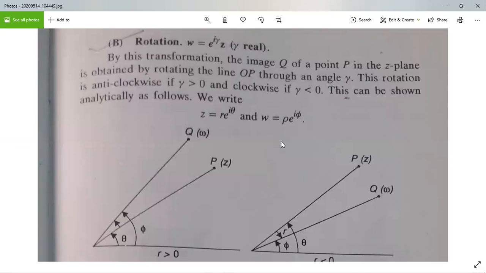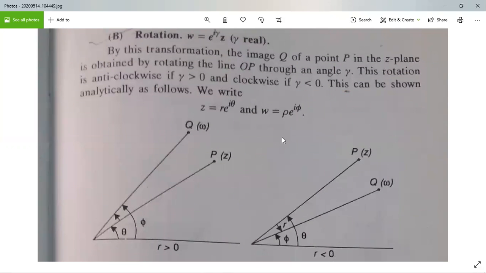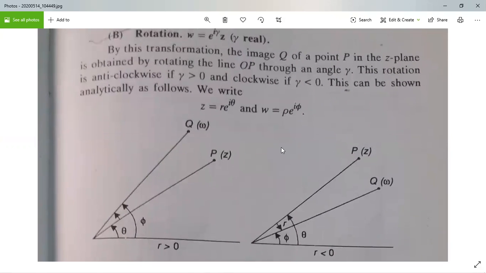For rotation, we will take omega equals e to the power i gamma z, where gamma is a real number. By this transformation, the image Q, as shown in the figure, of a point P, that means the object is P and the image is Q, and the object is in the z plane and the image is in the omega plane.